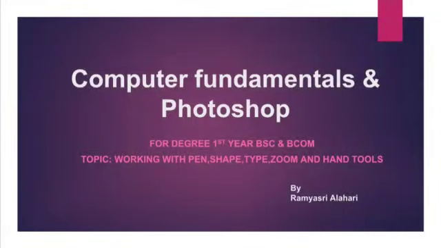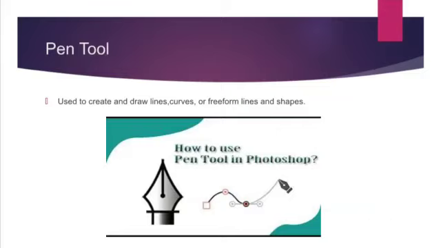I am going to deal with the subject of computer fundamentals and Photoshop. Today our topic is working with the pen tool, shape tool, type tool, zoom tool and hand tool. The first one is working with pen and shape tools. What is meant by pen tool? The pen tool is used to create and draw lines, curves or free form lines and shapes. They can be used to draw smooth edged paths.